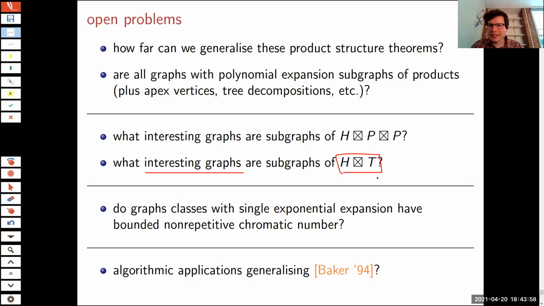Do we know that this is a strictly bigger class somehow? Yeah, it is. There are some properties that are different. If you take T to be a complete binary tree, there's a big difference between a complete binary tree and a path. The number of vertices at distance r from a fixed vertex in a path is only r, but in a complete binary tree it's 2 to the r, and that changes things substantially. So some properties that are related to expansion are very different when you go from H times a path to H times a complete binary tree.